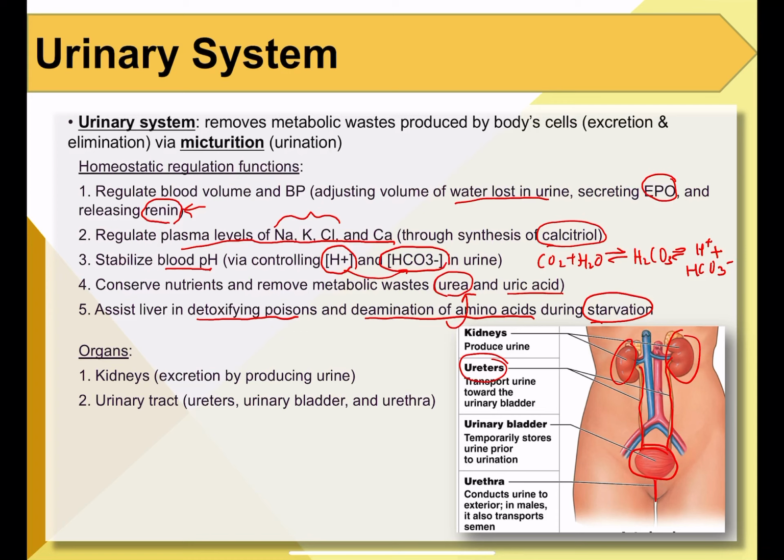Okay, so don't mistake urethra with ureter. Ureter is the one that connects your kidney to your bladder, and urethra is what allows your urine to go from your bladder into the outside environment.